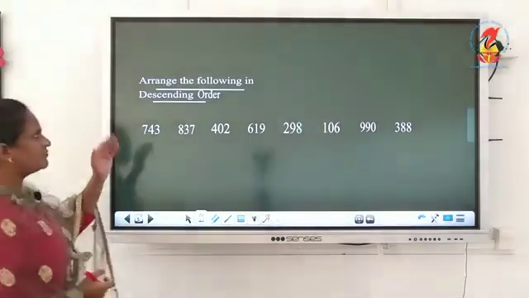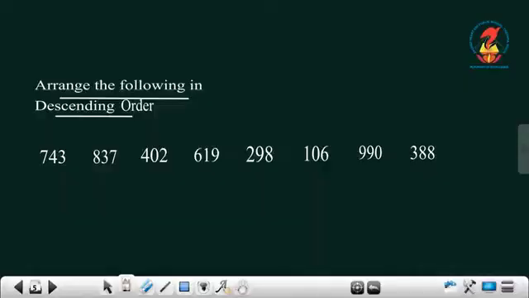Next one is to arrange the following in descending order. How do you arrange these numbers in descending order? Let's see. Certain numbers are given like this, and you have to arrange them in descending order. Descending order means from big to small. The numbers are decreasing in order. So let's find out, from big to small. You have to find which is the biggest number here.